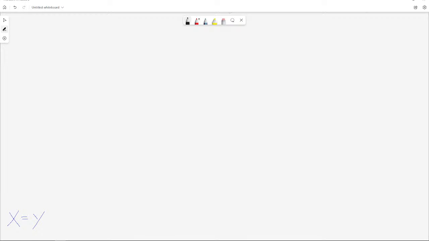So the square root basically is the inverse of squaring a number. So we learned that 5 squared is equal to 25. We also learned that negative 5.